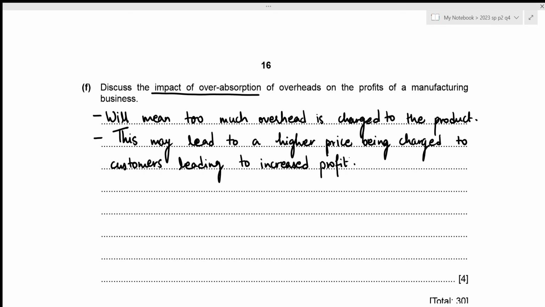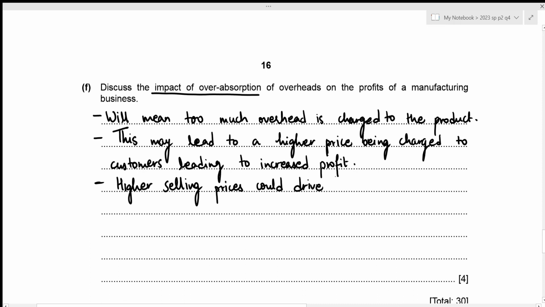And since we have a higher selling price, there is always a negative relationship between selling price and demand, right? So the higher selling price could bring down our demand, right? And if the demand is very low for this product, then our profits will also be very low. Let's write it down. Higher selling prices could drive down the demand, causing lower profits to be earned.